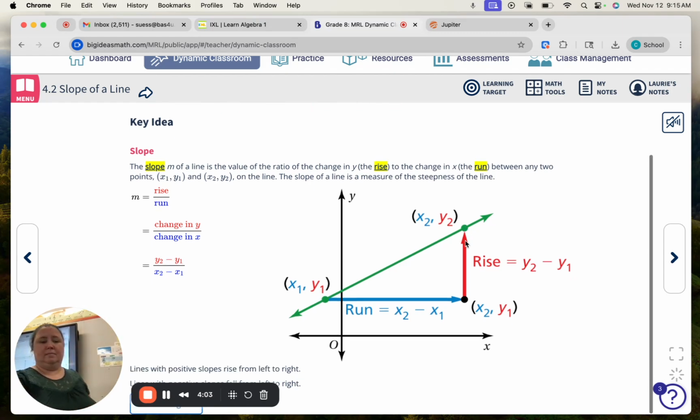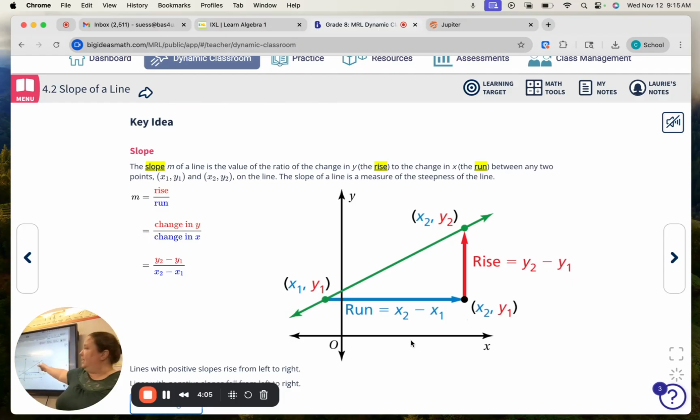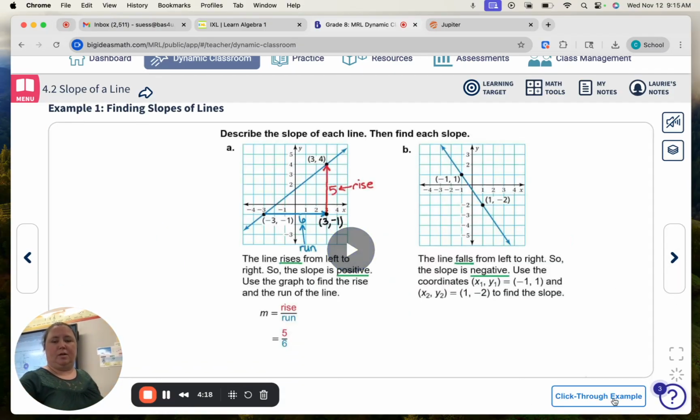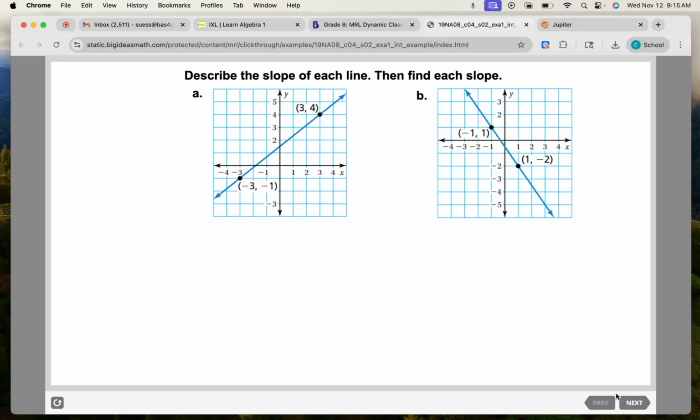Okay? So, is this a positive or negative slope? Positive. It's rising from left to right. If it were coming down from left to right, it would be a negative slope. It's all good. All right, so let's look at example 1. So you're going to write this in your journals. All we're doing for these two is describing the slope of the line and then finding what the slope actually is. So let's look at A.